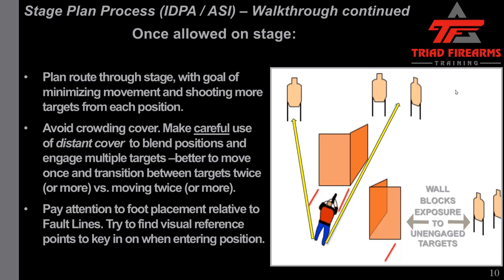Continuing, plan your route through the stage with the goal of minimizing movement and shooting more targets from each position. Avoid crowding cover. Make use of distant cover to blend positions and engage multiple targets. Better to move once and transition between targets twice or more versus moving twice or more. Blending positions with distant cover can be a powerful technique to save time, but you have to be careful. The image to right illustrates correct distant cover use.